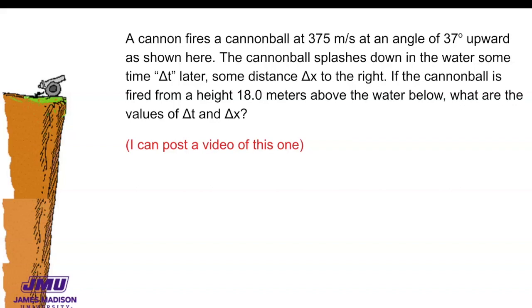It says a cannon fires a cannonball at 375 meters per second at an angle of 37 degrees upward, as shown here. The cannonball splashes down in the water sometime delta t later, some distance delta x to the right. If the cannonball is fired from a height of 18 meters above the water below, what are the values of delta t and delta x?